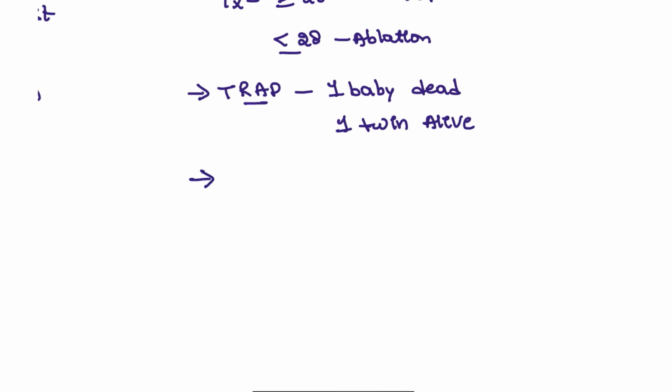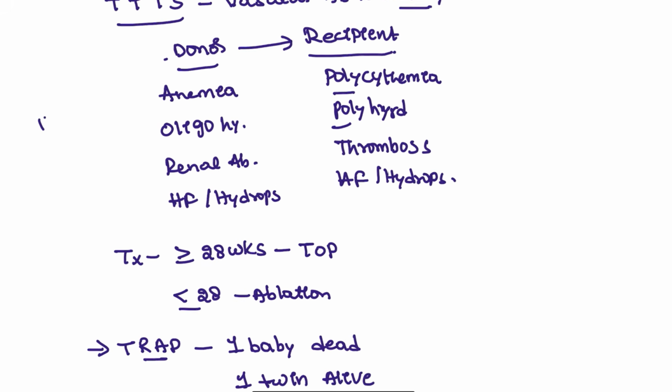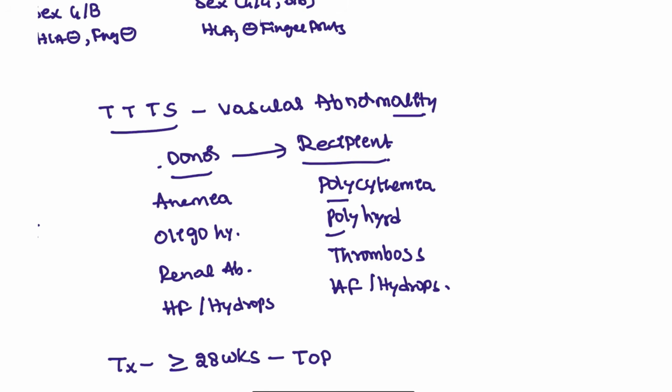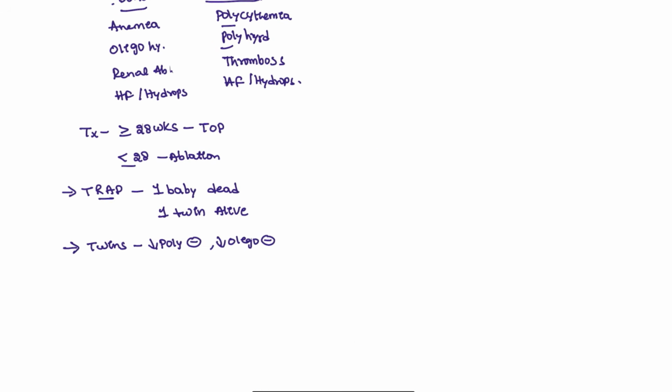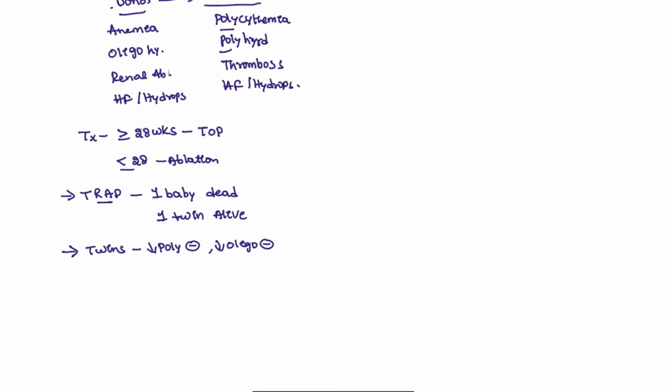And next we also have the other syndrome, which is also associated with twins only. Here polyhydramnios is not seen, and oligohydramnios is also not seen. So this patient has a mild type of twin transfusion syndrome. Twin transfusion syndrome has a separate staging, known as the Quintero staging. This is important for INICET and NEET PG but not asked in the FMGE examination. Okay, so this is how we have to differentiate these things.